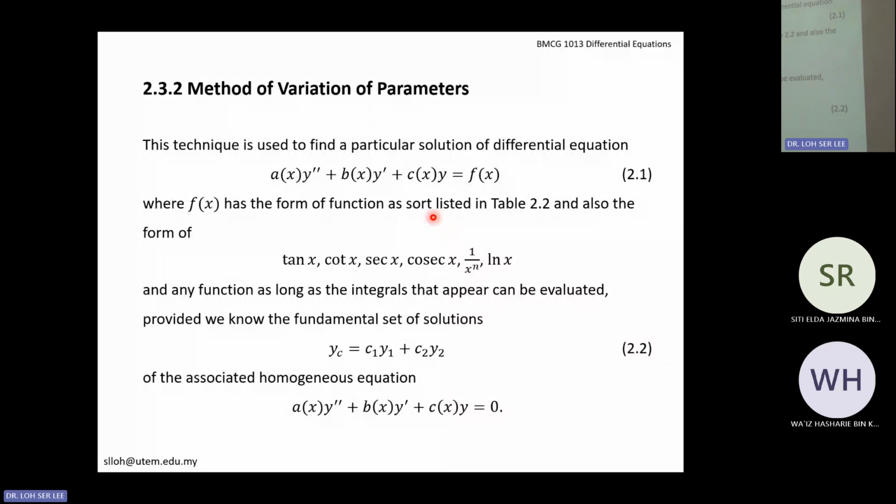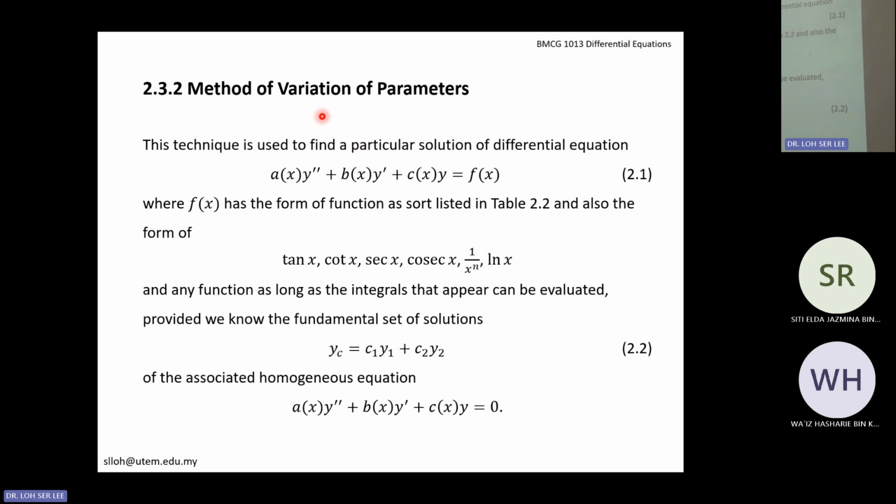Today we look at the second method. In the last class, we learned the first method to solve the non-homogeneous differential equation, which is the undetermined coefficients method, the one where the right-hand side function is a linear combination of product functions of polynomial, exponential, sine, or cosine.